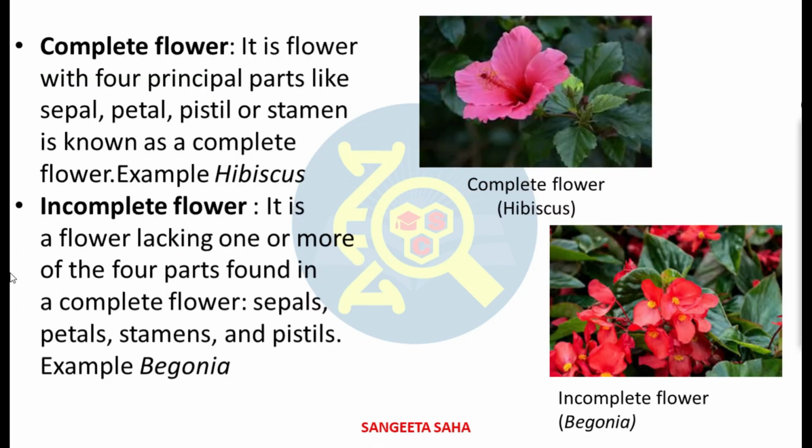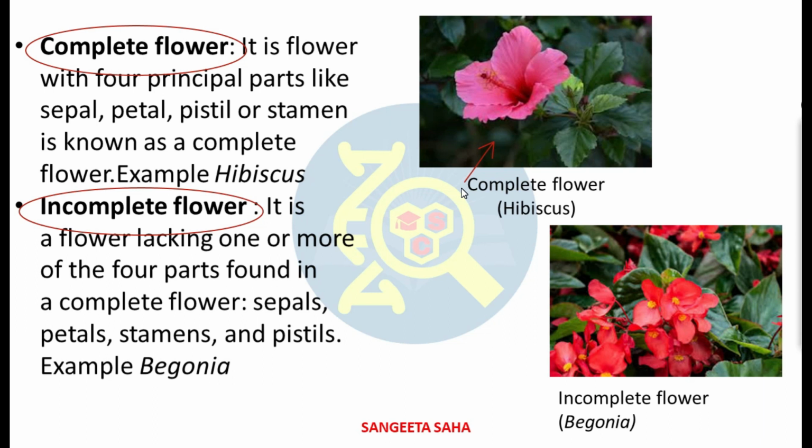Flowers can also be classified as complete flower, incomplete flower. Now, if a flower possesses whole parts such as petals, stamens, pistils, then it is said to be a complete flower, like in hibiscus, or you can also find it in rose.